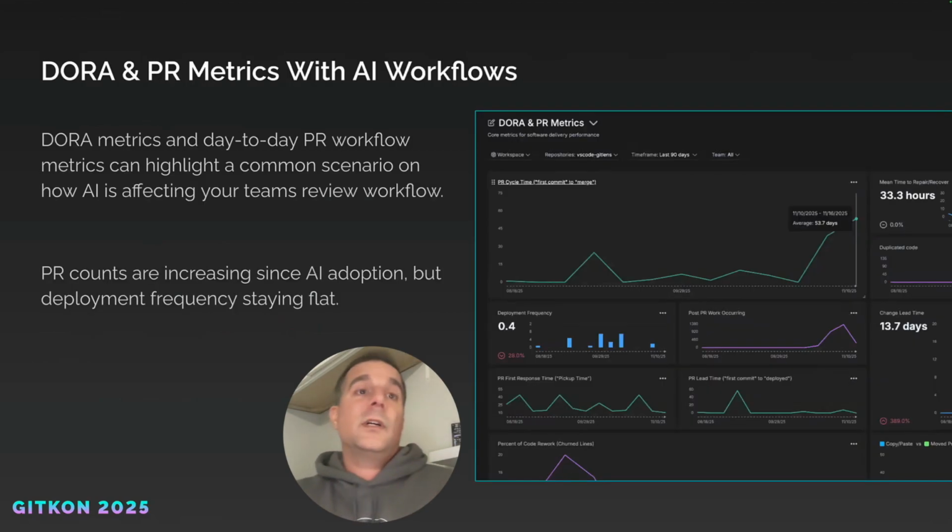And so that's why we're going to talk a little bit about how PR metrics can play in with that, especially when it comes to AI workflows. Your PR metrics and your DORA metrics can be used in tandem to highlight a common scenario we've heard about. We've even seen some of this in our own dev teams: PR counts are going up, deployment frequency is staying flat, and your lead time's not going down.